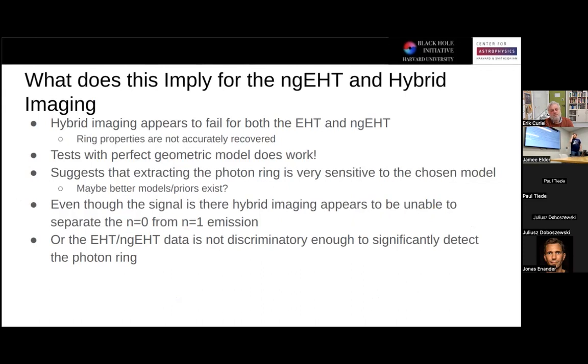So what does this imply for the NGEHT and hybrid imaging? I think the current incarnation of hybrid imaging appears to fail for both the EHT and NGEHT. The ring properties are not accurately recovered. I wouldn't trust them. I wouldn't claim you could make a detection. Other tests we've done, I can show some slides on this, show that if you use a perfect geometric model, it does work. But what this means is that if you have the perfect model, you can extract it. We will never have the perfect model. I will never know exactly what the accretion flow turbulent structure looks like. I will never know exactly what's going on around the black hole.